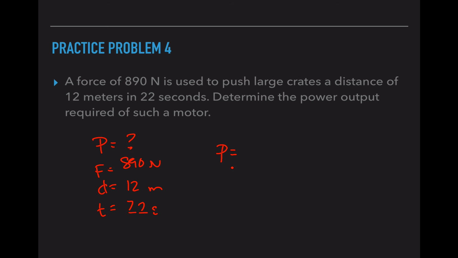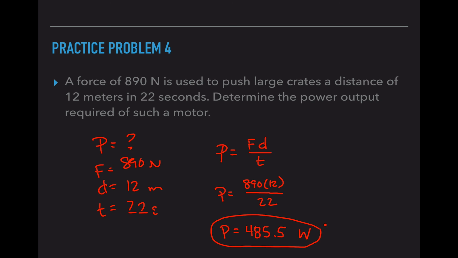So I'm actually going to use that middle equation, force times distance over time, because we were given force and distance, not the work value. So power is 890 times 12 all over 22. And our power is 485.5 watts. So that just takes the previous equation and then you divide your answer by time in order to calculate the power.